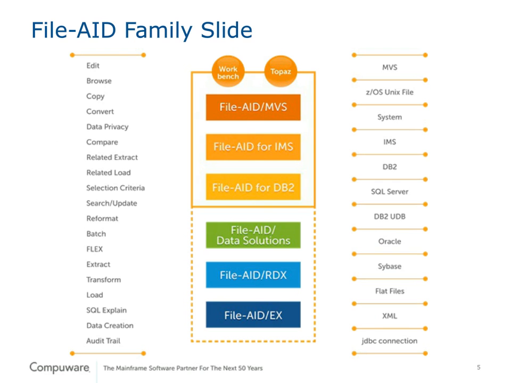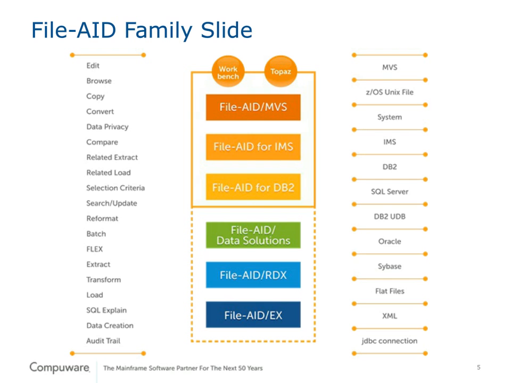Okay, now certainly everyone knows that File-AID is Compuware's family of data tools, but everyone may not be aware of how much functionality is actually available within the product line. So here on the left-hand side of the slide, we're showing a list of functionality provided by File-AID, and on the right-hand side of the slide, you see a list of the data types that we process. Then in the center of the slide are the products that make up the File-AID family.